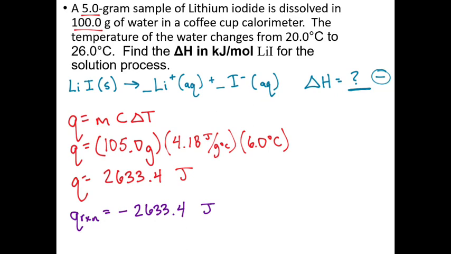We switched our sign, and now we remind ourselves it's exothermic, and that matches our prediction that delta H was going to be a negative delta H. All right, so that's what I call step 3 there in purple. I'll do green for step 4.